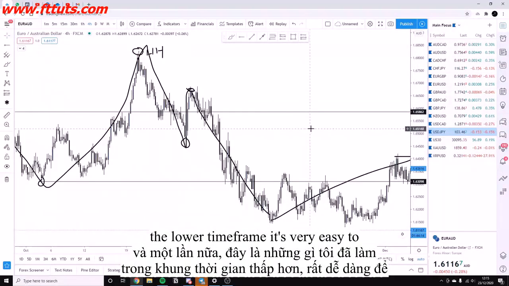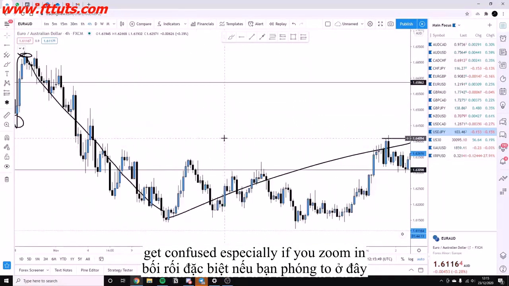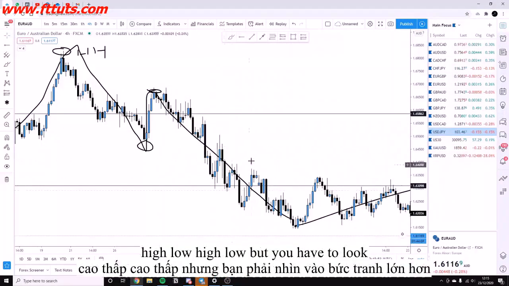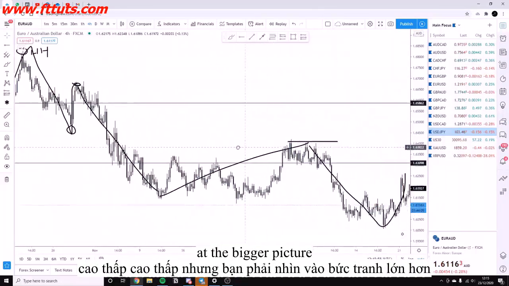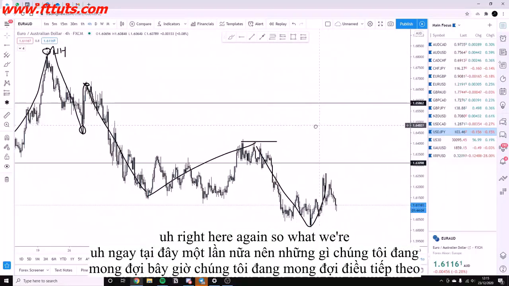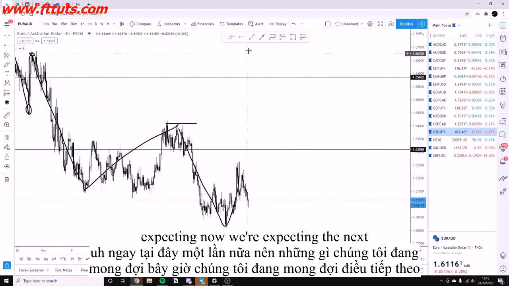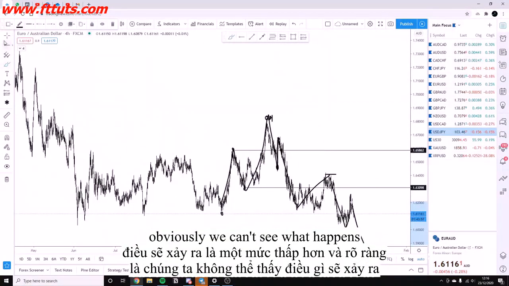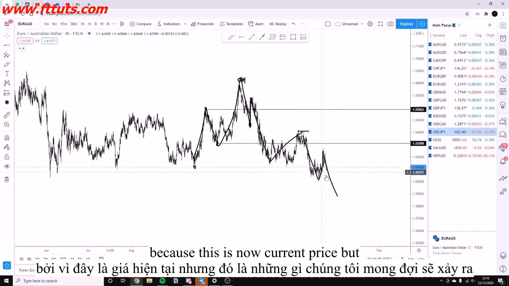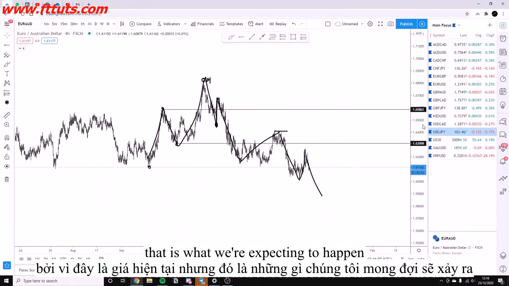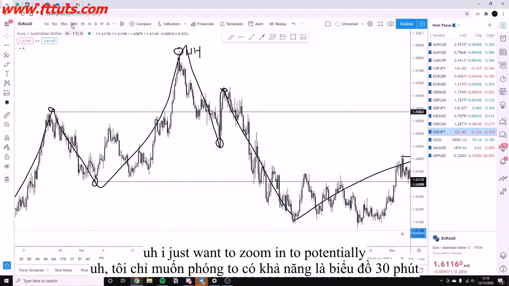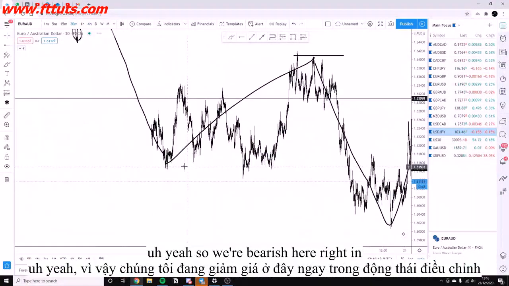In the lower time frame, it's very easy to get confused, especially if you zoom in here. It just looks, you know, this is just going high, high, low, high, low. But you have to look at the bigger picture right here again. So what we're expecting now, the next thing to happen, is a lower low. And obviously we can't see what happens because this is now current price, but that is what we're expecting to happen. I just want to zoom into potentially the 30-minute chart.